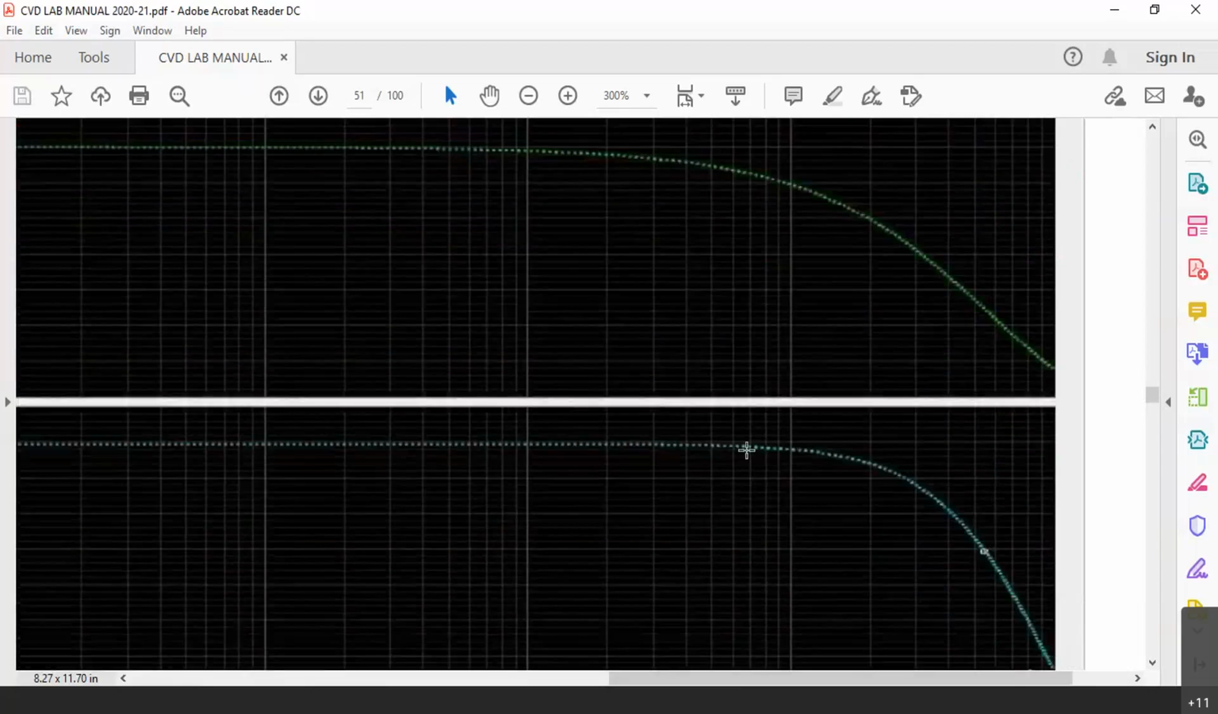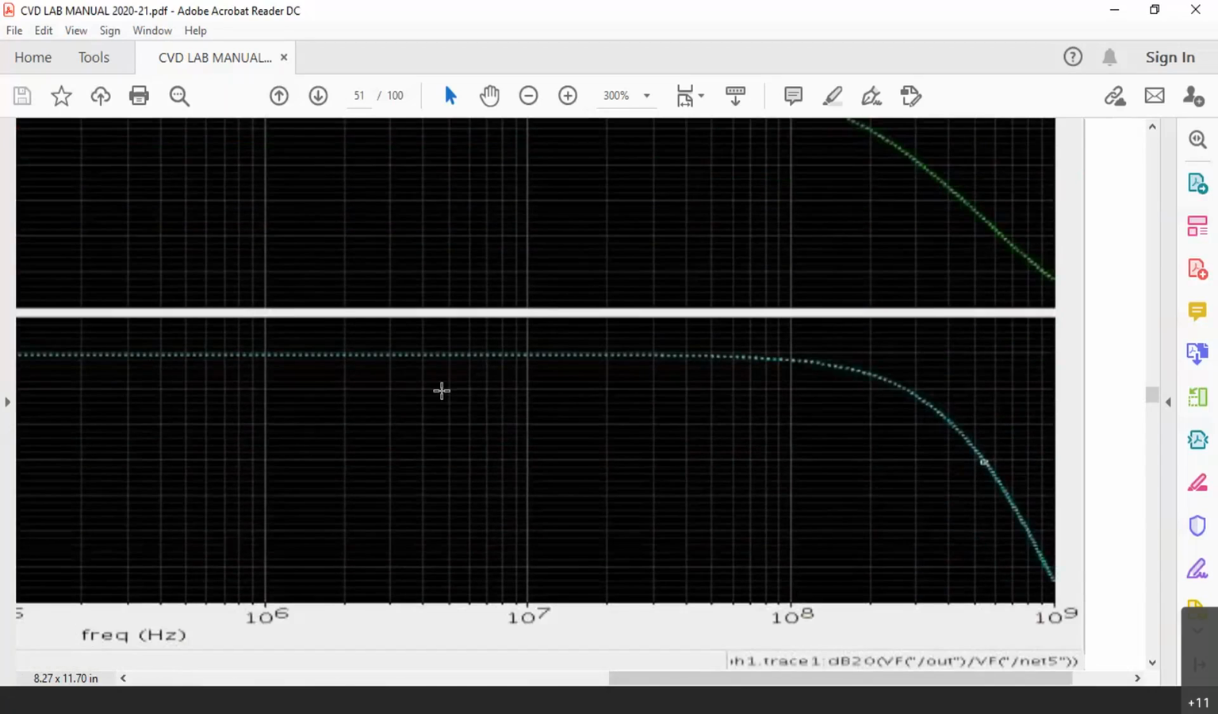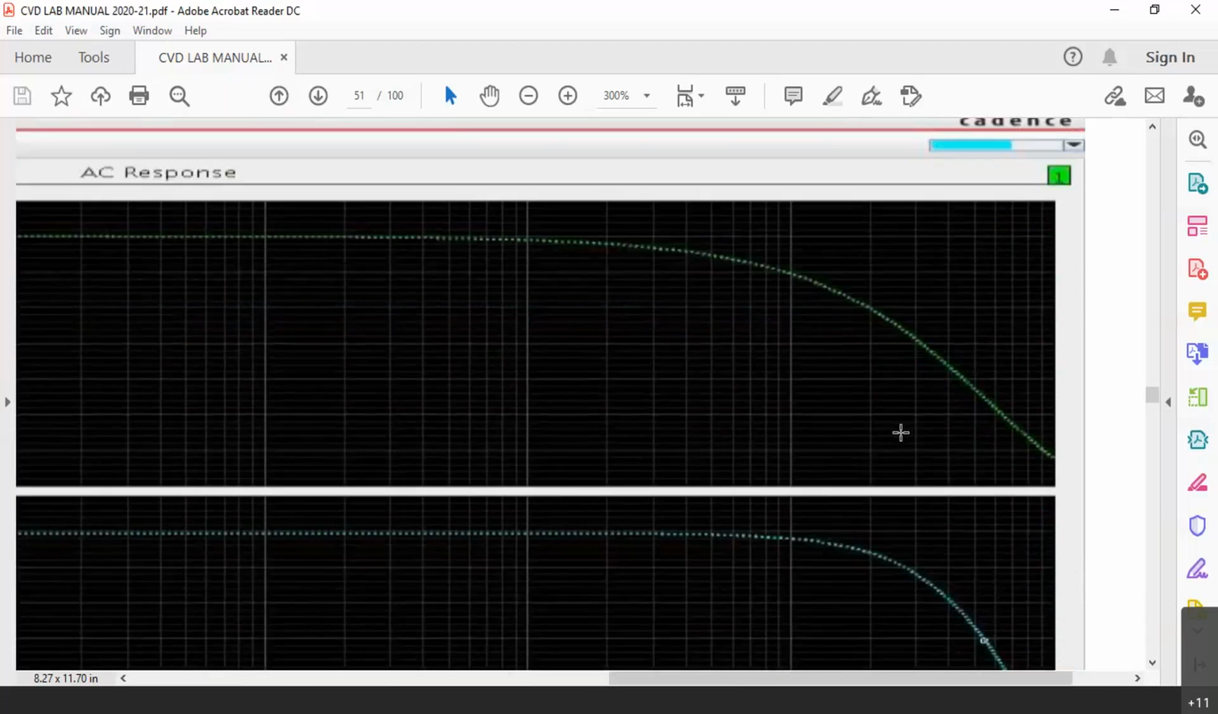So you can see the gain response here, gain and the frequency response. You can measure the bandwidth. Now you can see the phase response here. Even the phase has not remained constant.